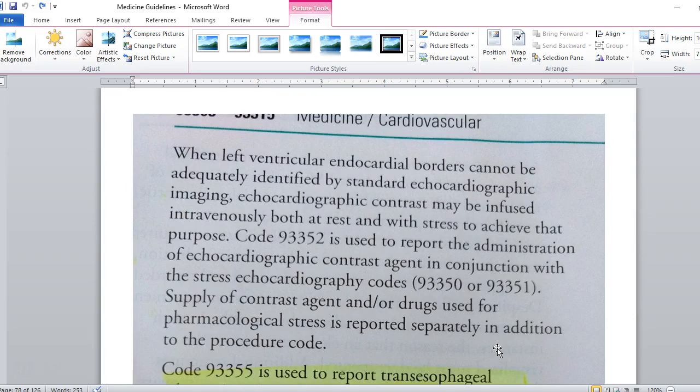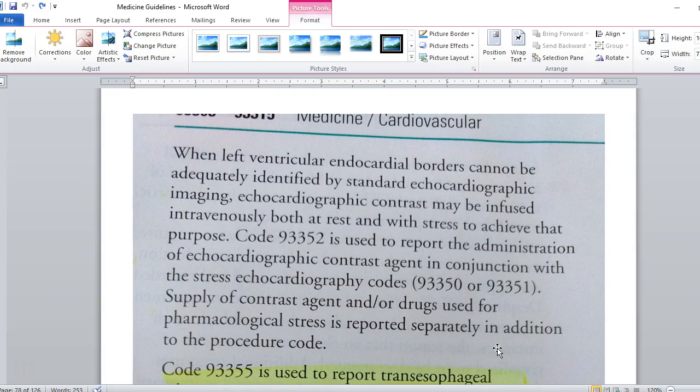So again, remember, if we're doing a procedure, usually the administration code and whatever is inside of that administration, whether it's in a needle or whether it's in an IV bag, must be coded separately. So if we are using pharmacologic stress, we are going to need a minimum of 3 codes. One to describe the administration of it, one to describe the drug that's inside of it, and one to describe the testing that we're doing.